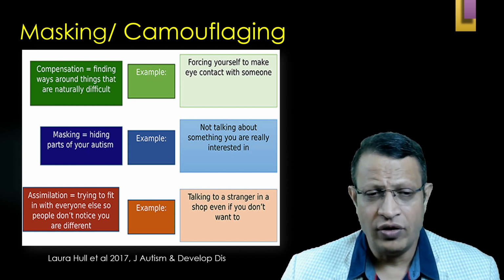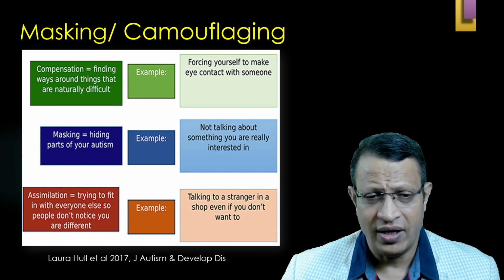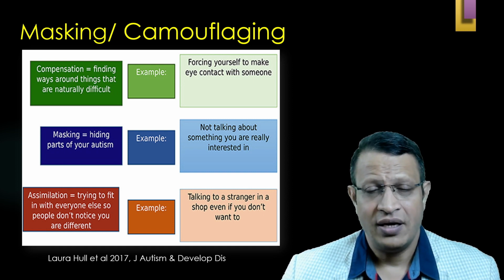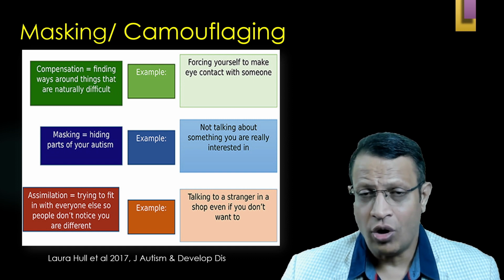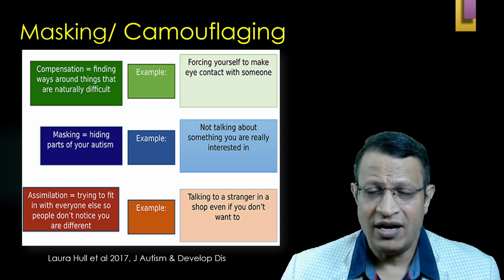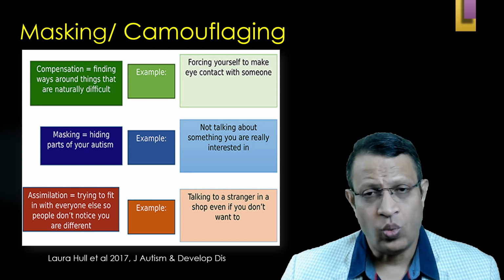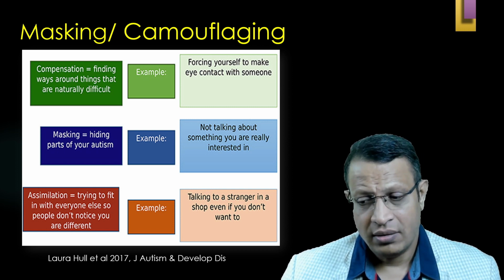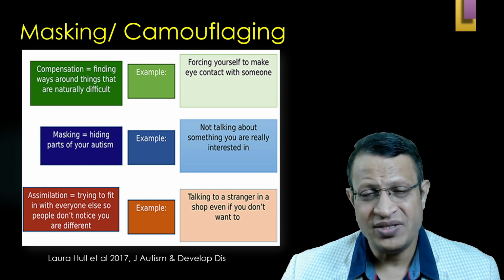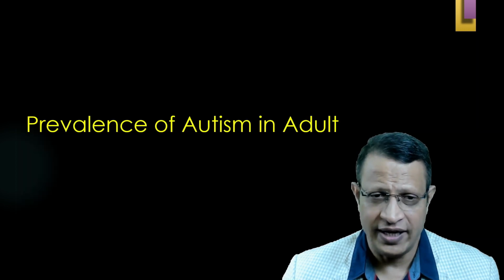Assimilation is trying to fit in with everyone else so that people don't notice their difference. That is, even if they do not want to talk to anybody, they are forced to talk to strangers. This kind of camouflaging and masking is well known in autism in the adult population, and they have compensated and are trying to fit into so-called normal society.